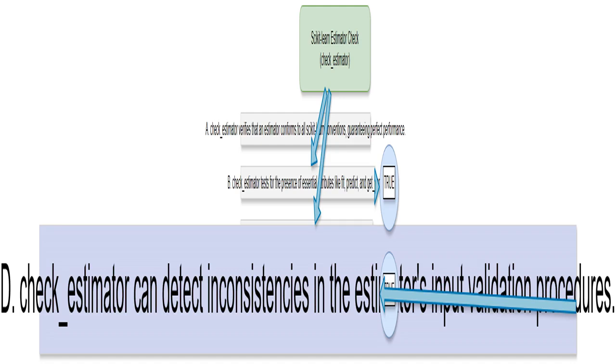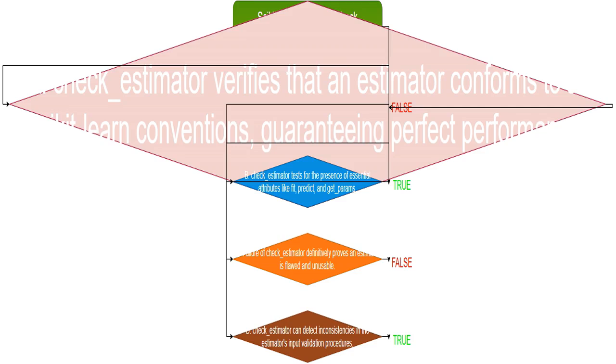_check_estimator also checks that your estimator handles various types and shapes of input data correctly. It's like checking if the car's engine can handle different types of fuel and different driving conditions without breaking down. This prevents unexpected errors during use. This statement is true.